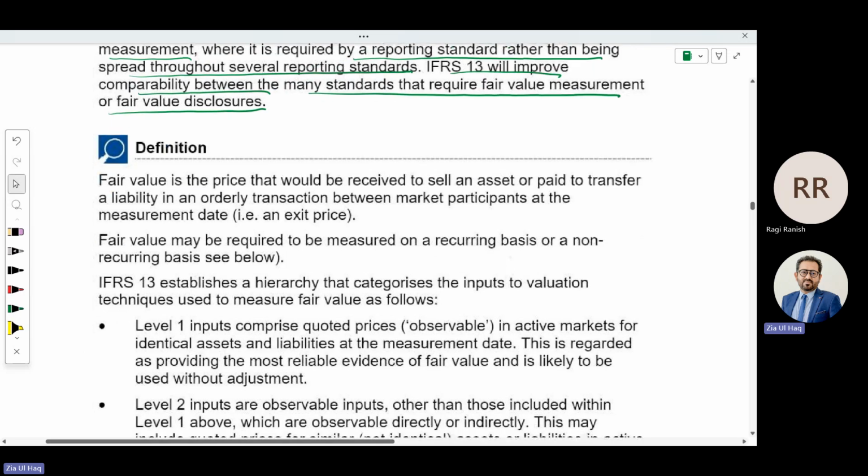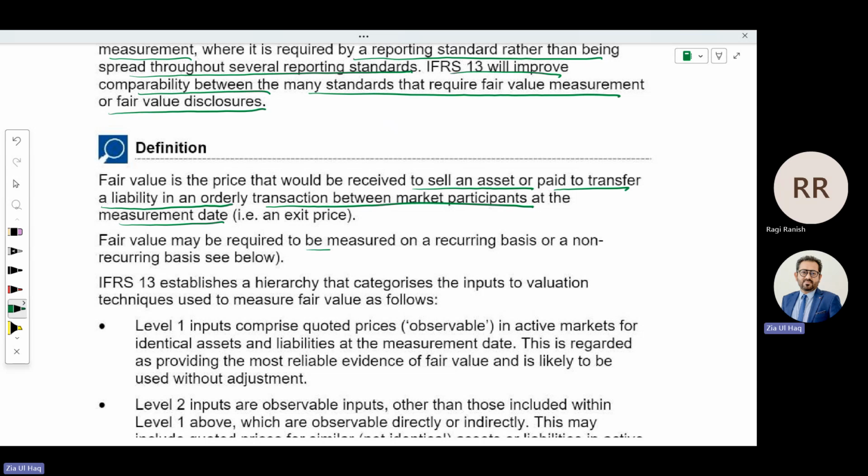What is fair value? Fair value is the price that would be received to sell an asset or paid to transfer a liability in an orderly transaction between market participants at the measurement date. It is a price of the asset that we can receive by selling the asset or by adjusting the liability.